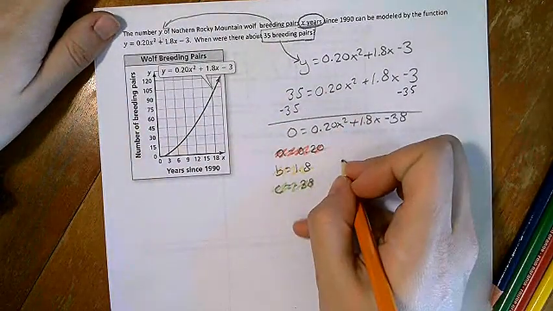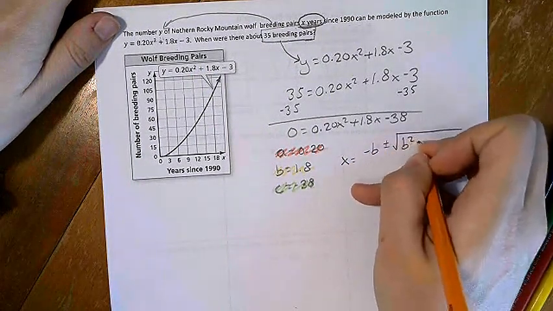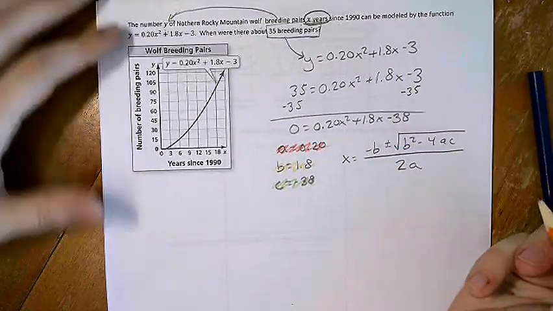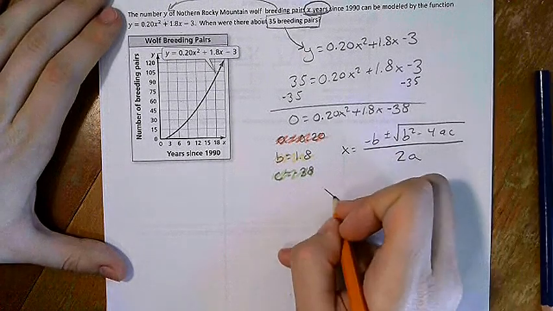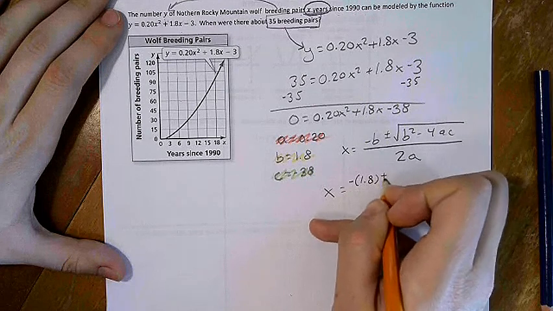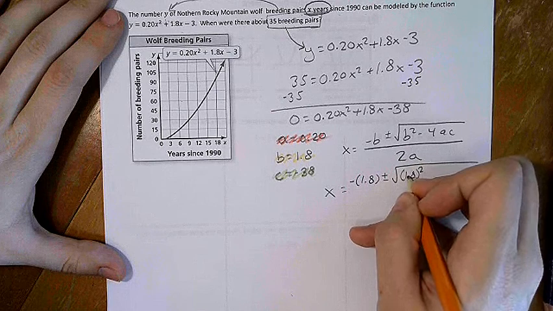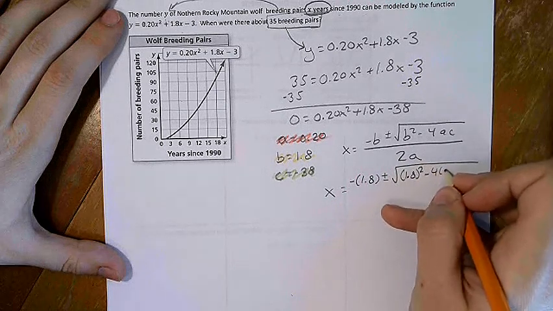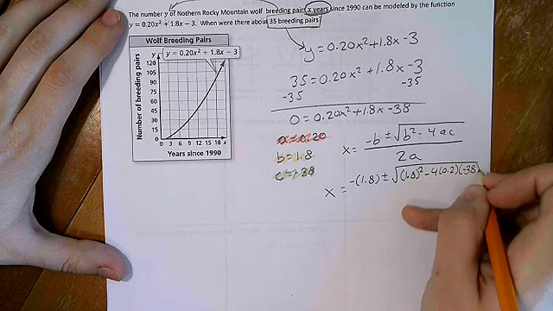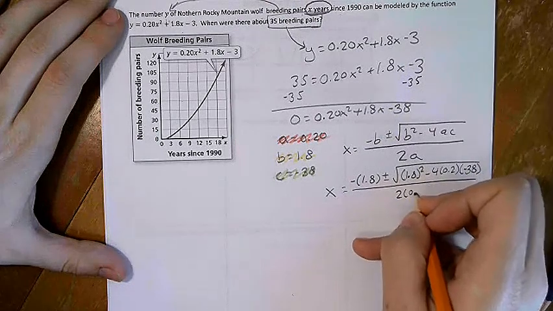The quadratic formula is x equals negative b plus or minus the square root of b squared minus 4ac, divided by 2a. So I'm going to plug in what I know. I know that my b is 1.8, so I have negative 1.8 plus or minus the square root of 1.8 squared minus 4 times my a, which is 0.2, times my c, which is negative 38. And then I need to divide that by 2 times 0.2.